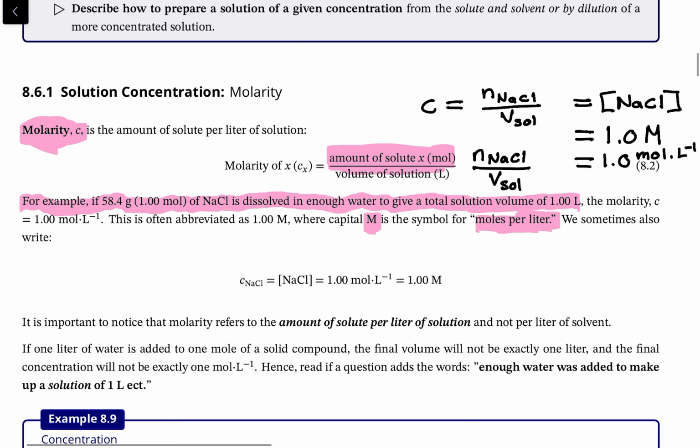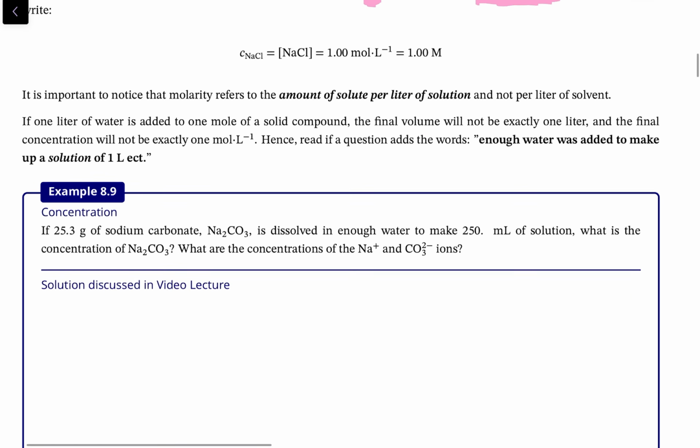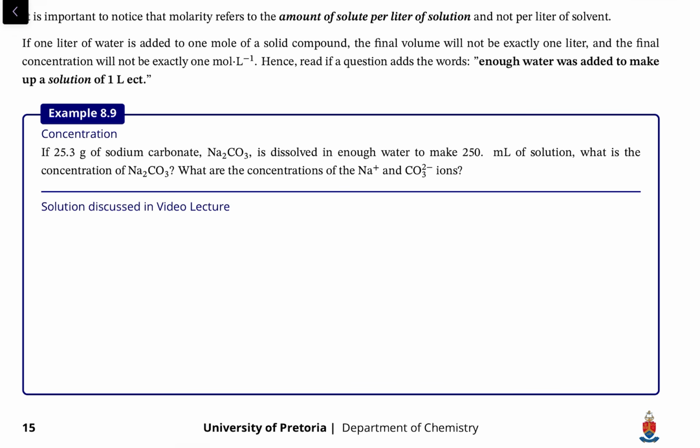Okay. All right, so that should give you a nice idea of how to work with it. So let's try and get our hands a bit dirty with the concept with a nice basic example. This one says: if 25.3 gram of sodium carbonate is dissolved in enough water to make 250 milliliter of solution, what is the concentration of sodium carbonate? What are the concentrations of the ions?